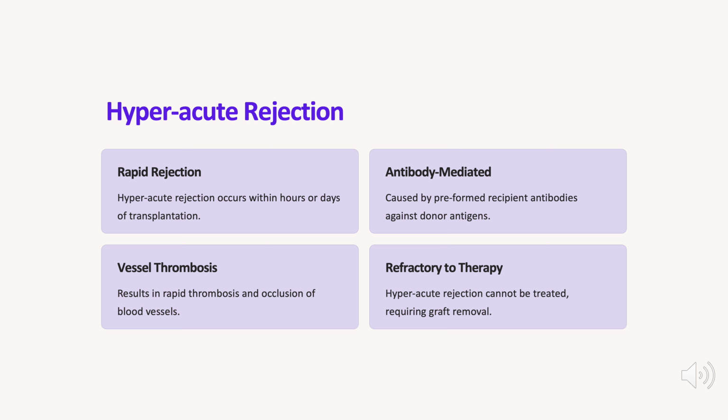4. Refractory to therapy. Unfortunately, hyperacute rejection is refractory to treatment with immunosuppressive medications. In most cases, graft removal becomes necessary to prevent further complications and preserve patient health.